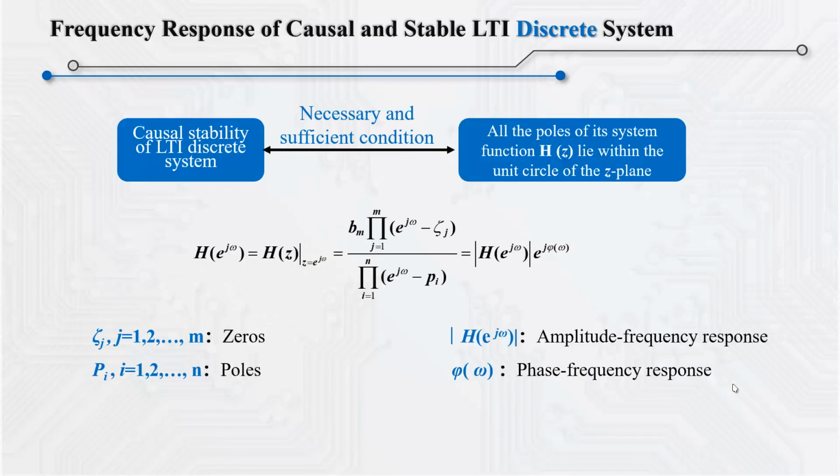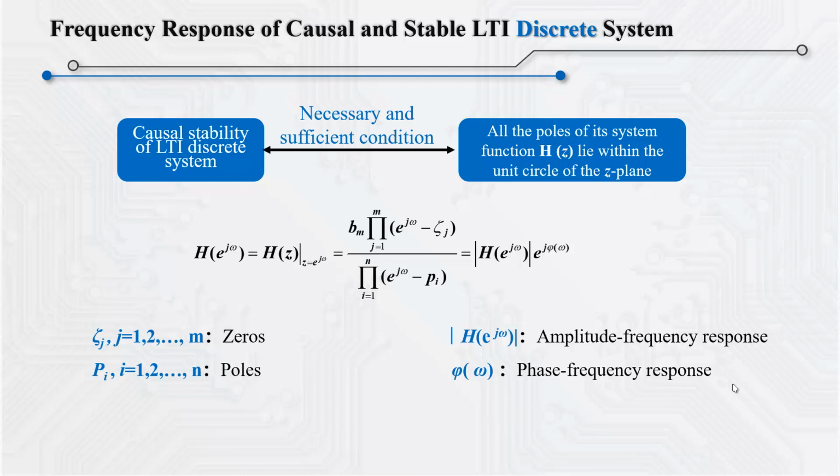Now, let's go to the discrete LTI system to inspect the relation between its frequency response and the distribution of its zeros and poles. The necessary and sufficient condition for the causal stability of the discrete LTI system is that all the poles of its system function are located within the unit circle of the plane Z. In this case, the frequency response of the discrete system can be obtained by replacing the Z in its system function with e to the power of j omega.